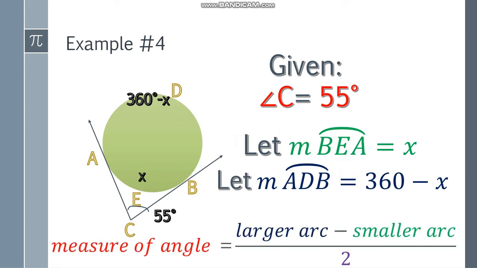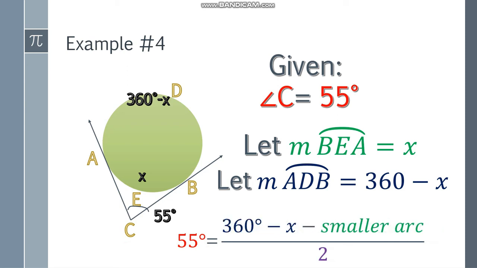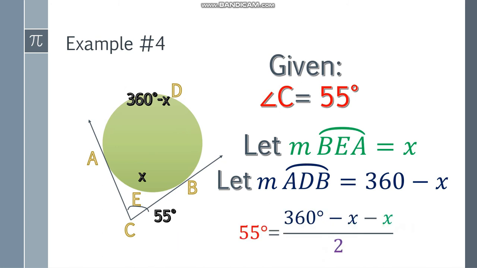Let's put the formula again. The measure of the exterior angle is equal to the larger arc minus the smaller arc, and the answer will be divided by 2. Let's substitute it. The measure of the exterior angle is 55 degrees, and the larger arc, that will be 360 degrees minus x. Next is the smaller arc, that will be just x.